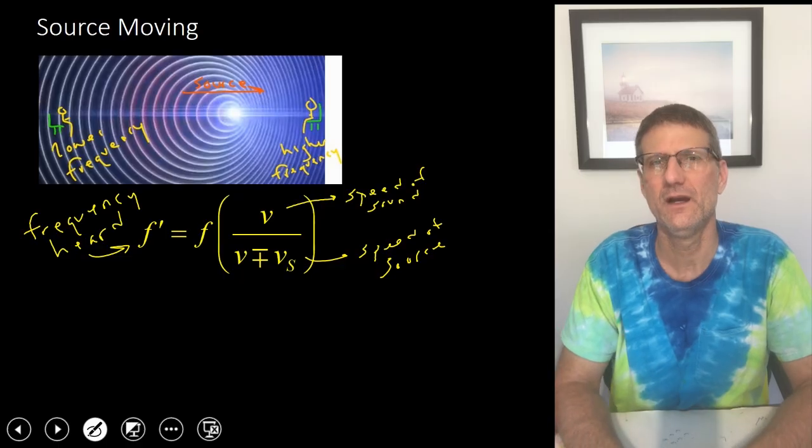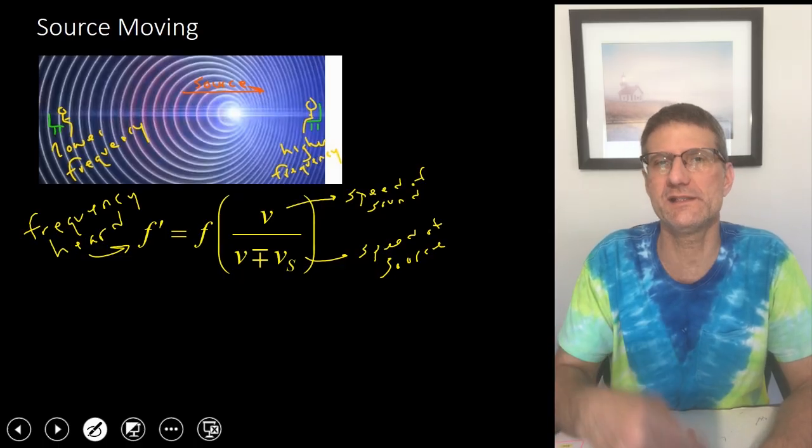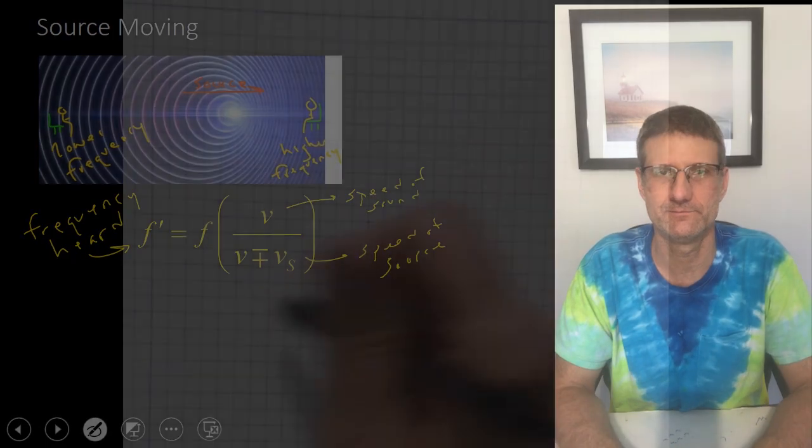It's kind of complicated. Well, you know me, I like you to know where that comes from. So watch this derivation of the Doppler effect for the source moving. So this is a derivation of the Doppler effect equation when the source is moving.